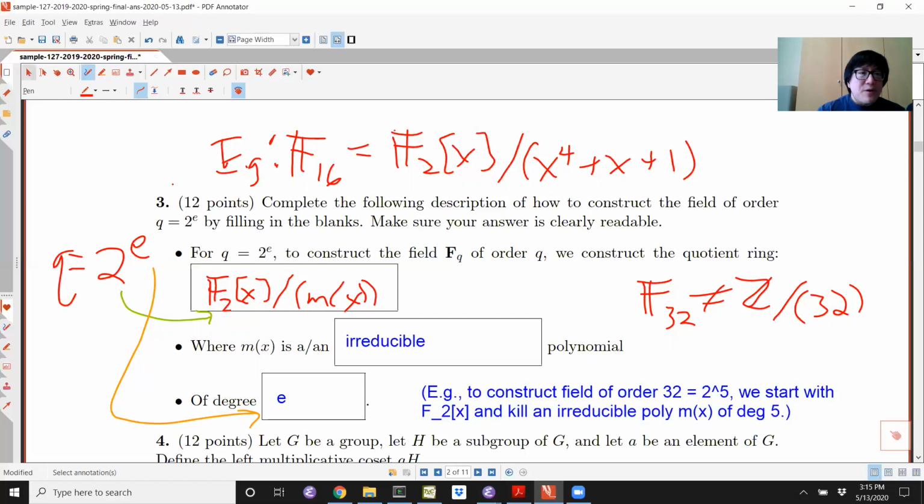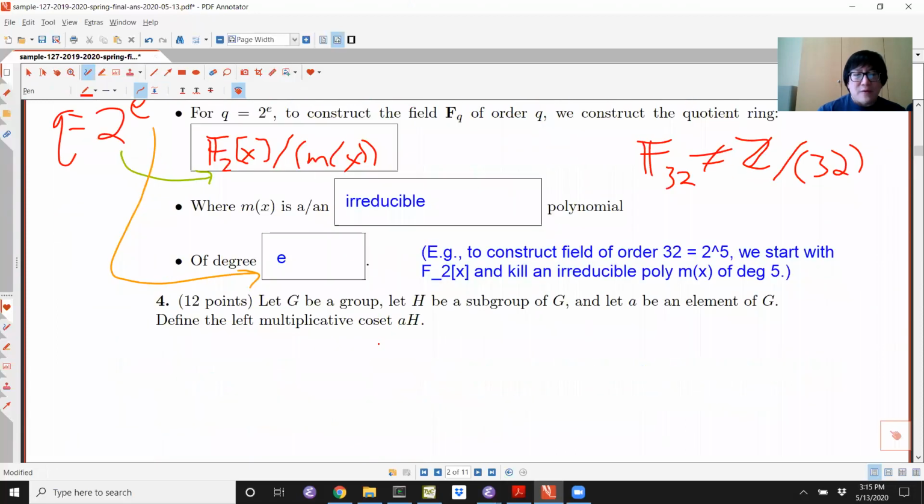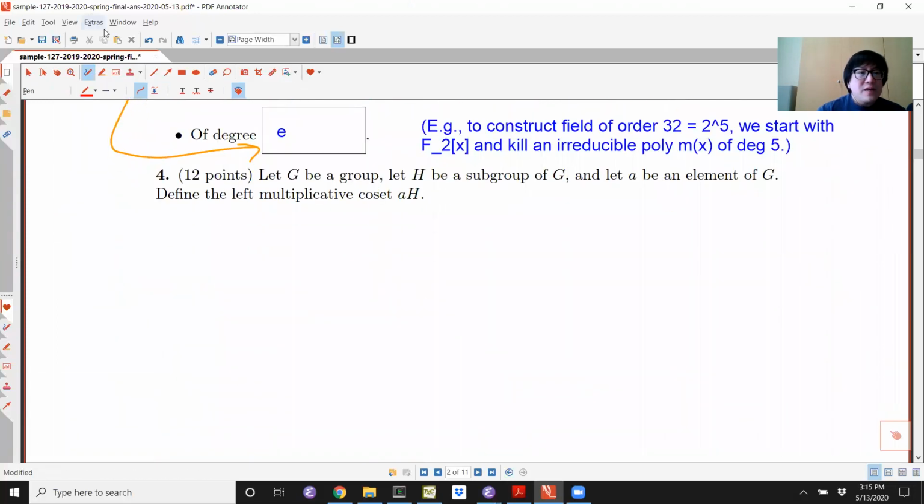So the next problem is very straightforward. This is meant to just be a recitation of a definition. Let G be a group, let H be a subgroup of G, and let a be an element of G. Define the left multiplicative coset aH. This is just a straight up definition: aH is equal to the set of all things of the form a times little h, where little h is an element of big H. That's all there is. So this is a definition from chapter 10.